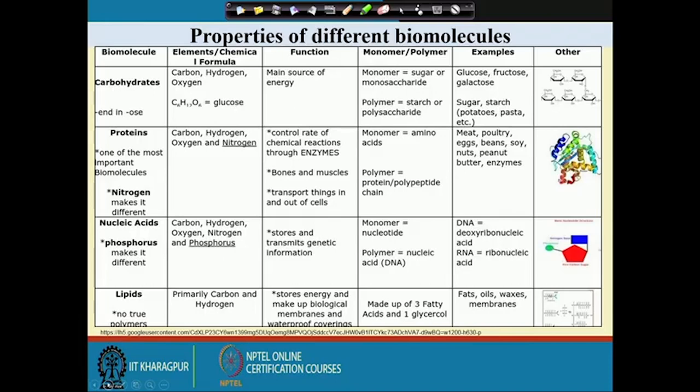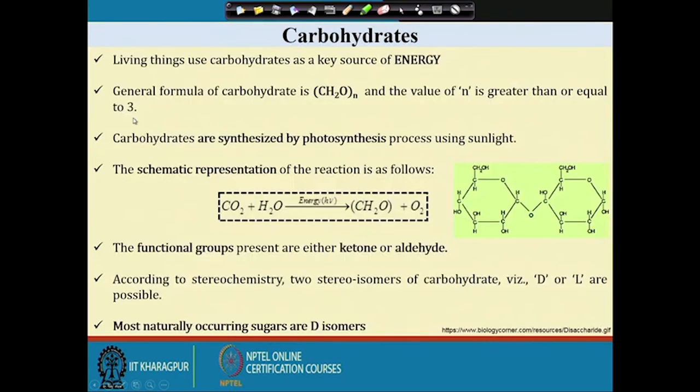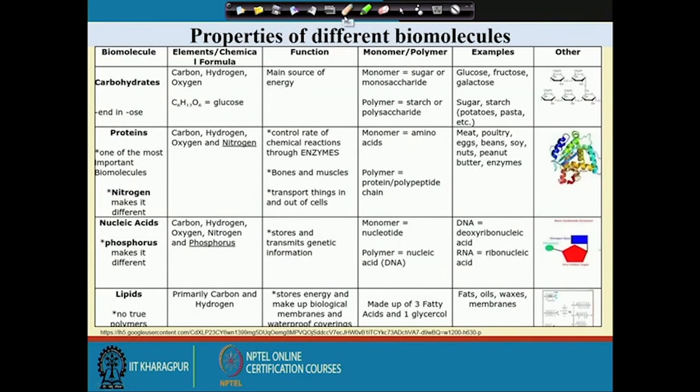Now this is carbohydrate. If you look at it very minutely, you will find the names usually end with "ose", for example glucose, fructose. The different nomenclature usually ends in "ose". Now, it comprises three major components: carbon, hydrogen and oxygen. And as I pointed out, this is considered a major source of energy, and it can be available in two different forms. One is called monomer and another is polymer.